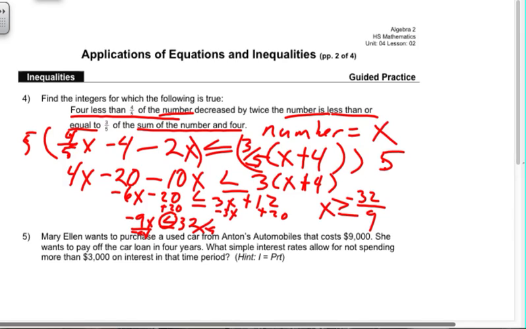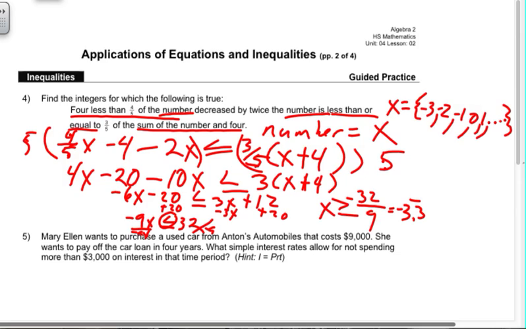And we need to find the integers for which this is true. So negative 32 ninths is going to be negative 3.3 repeating. And we need to find all of the integers which are going to be greater than that. So x is going to be negative 3, negative 2, negative 1, 0, 1, and on. And that's that answer right there.